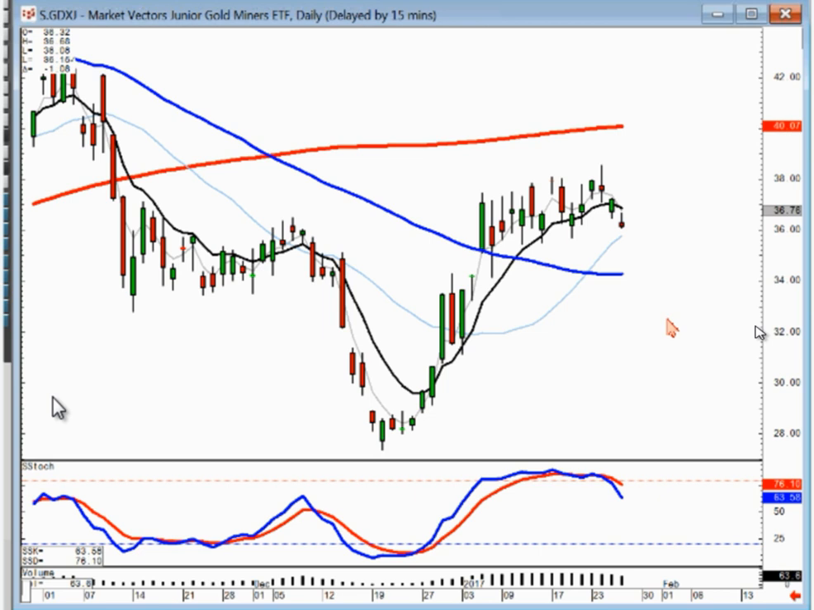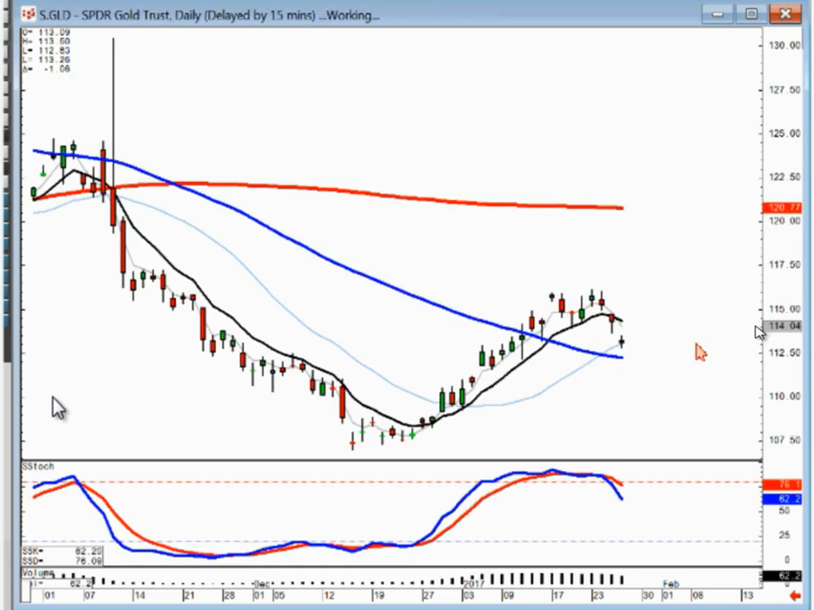DGXJ, the junior golds. As you can see, gold stocks more than likely are going to come back and test the 50. Gold itself, more than likely coming back down to test the 50.